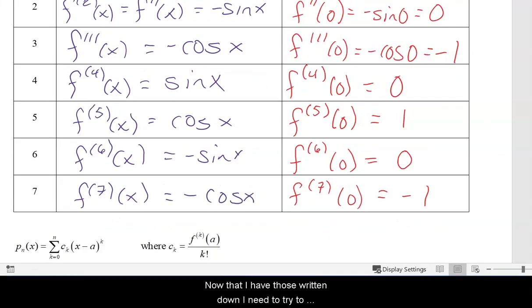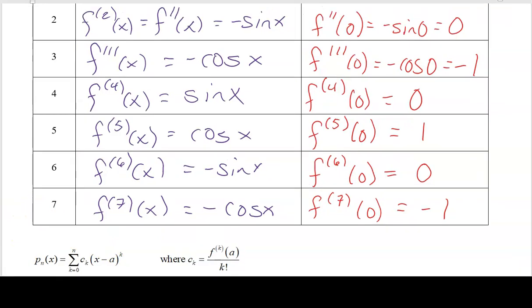Now that I have those written down, I need to try to remember what the formula is. Remember that the formula for P sub n can be written as the finite sum of terms from k equals 0 to n of the C sub k constants times the binomial factors (x minus a) raised to the kth power. You'll notice that I've used k for the index of summation so that I can use the lowercase letter n as the upper index of summation.